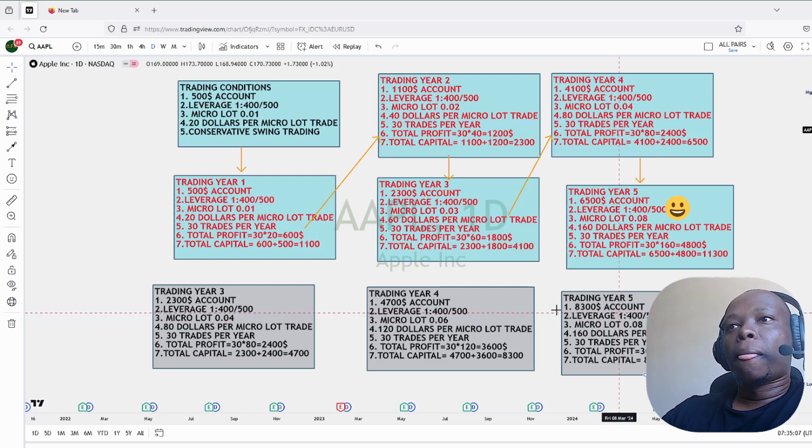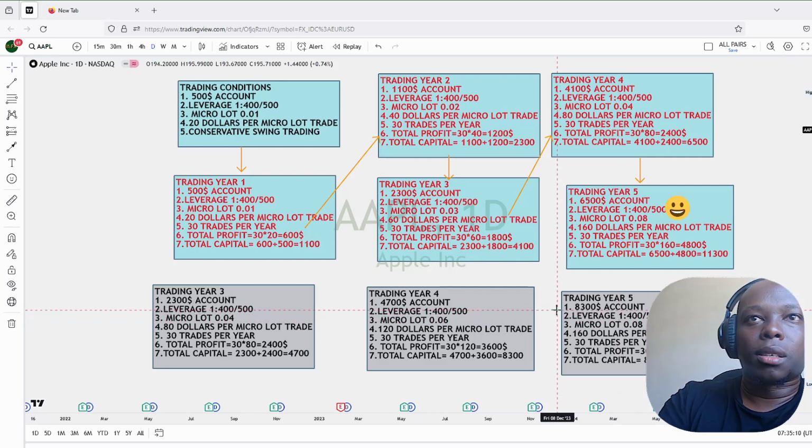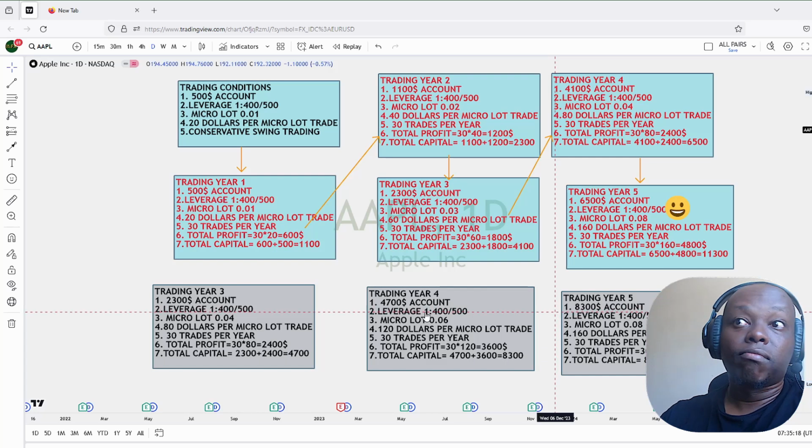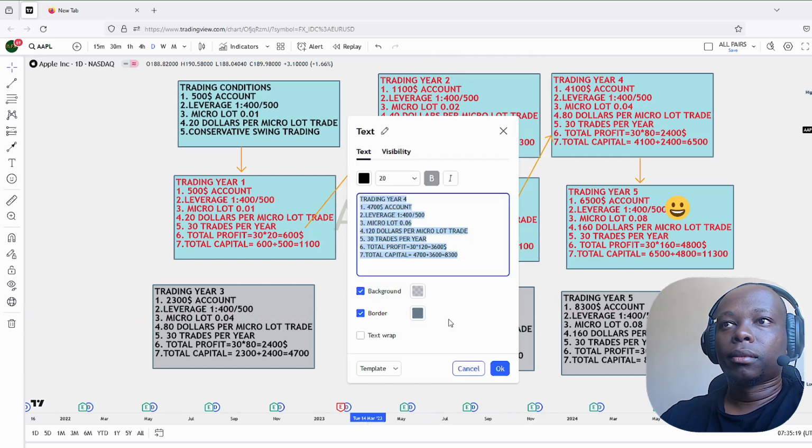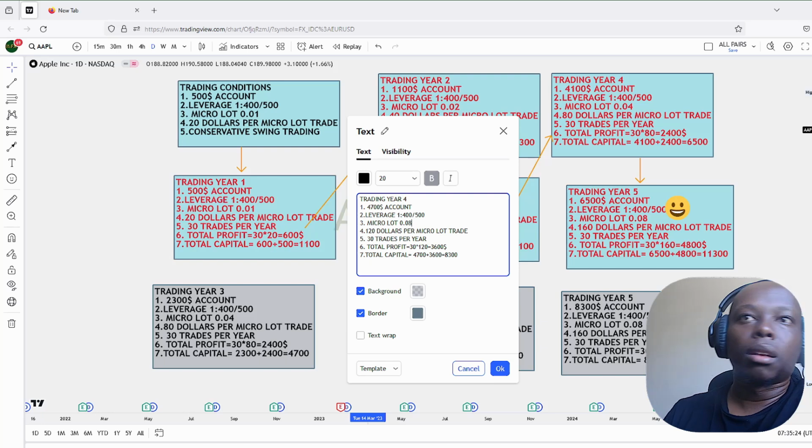I'm simply going to rework this. So year 3 we had 2,300 at 0.04. Year 4 we had 4,700. Let's double the lot size. Let's see what would happen. So from 0.04 to 0.08. Again, it makes sense.